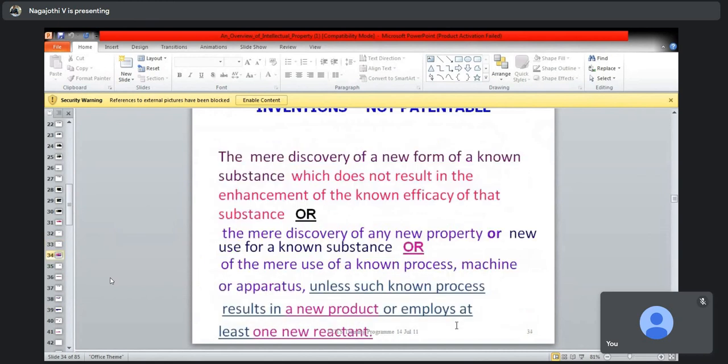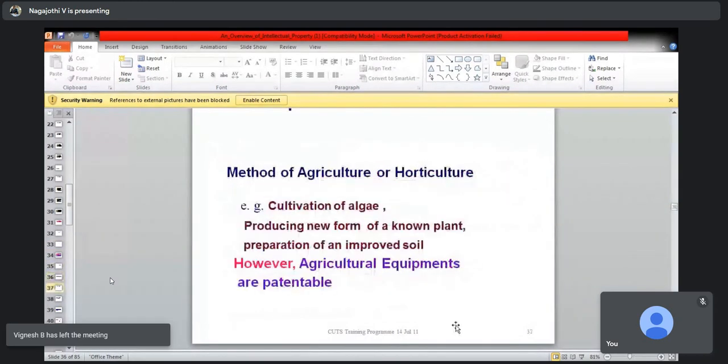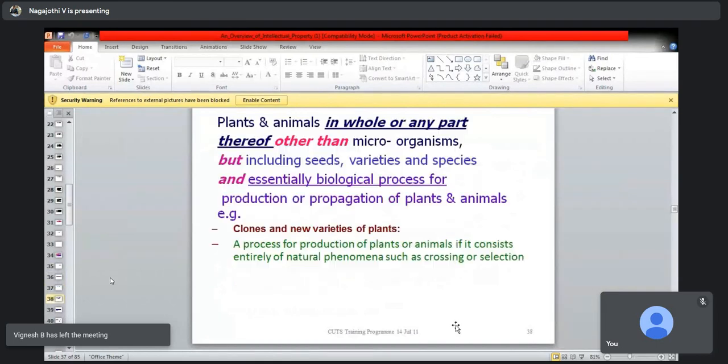And then next comes the method of agriculture and horticulture, which cannot be patented. Plants and animals in whole or any part thereof, other than microorganisms, but including seeds, varieties and species, and essentially biological processes for production or propagation of plants and animals, are not patentable. For example, the process of production of plants or animals, if it consists entirely of natural phenomena such as crossing or selection.